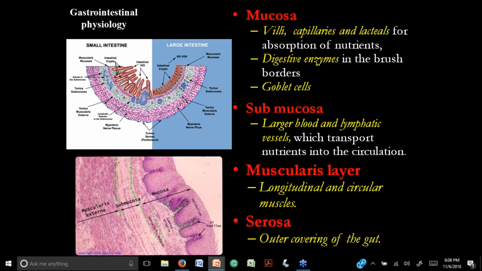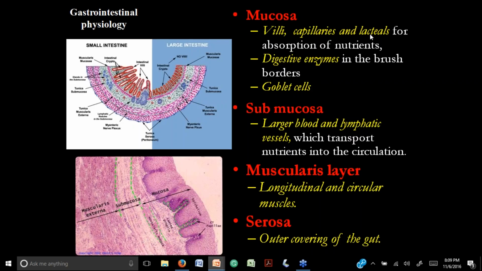In the small intestine we have the majority of the absorption of the nutrients, and the remnants of the nutrients are very few when they pass to the large intestine. So in the large intestine, mostly what they are going to absorb is water. Here we have the mucosa, the submucosa, and the muscularis layer. In addition, we have the glands, the villi, the capillaries, and lacteals.